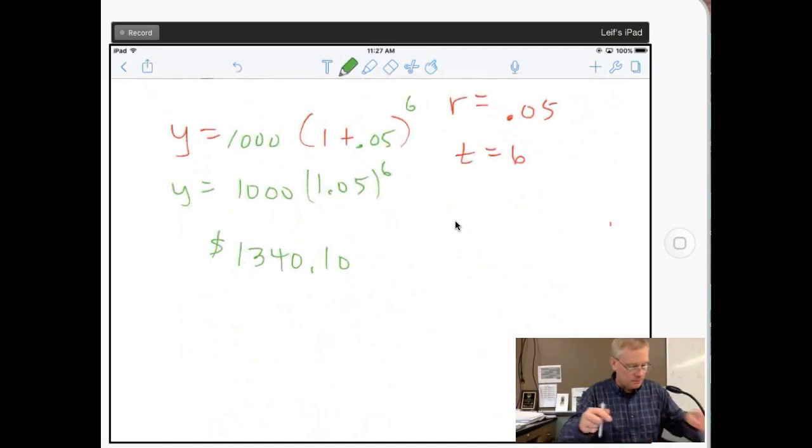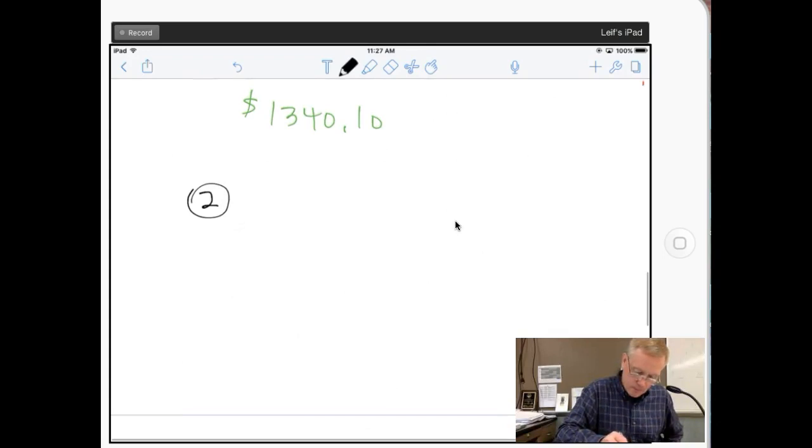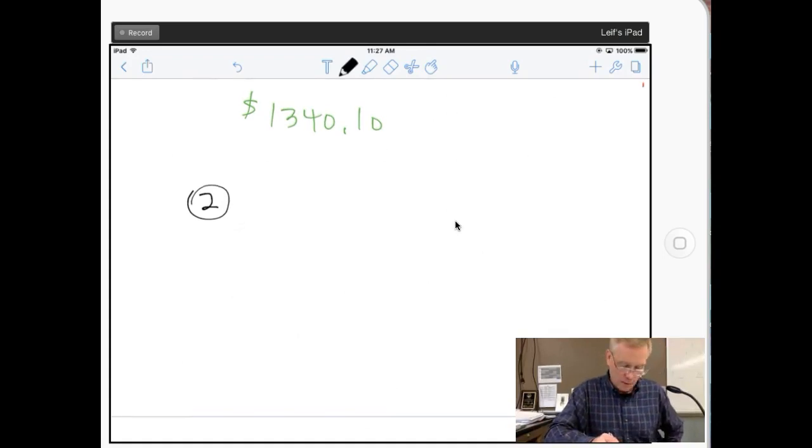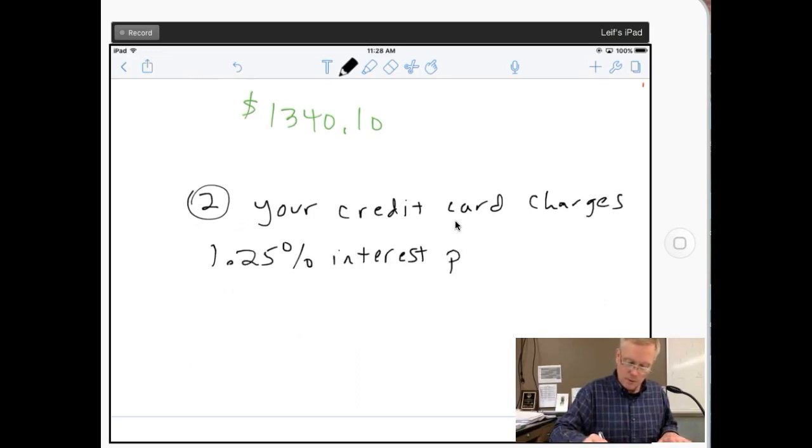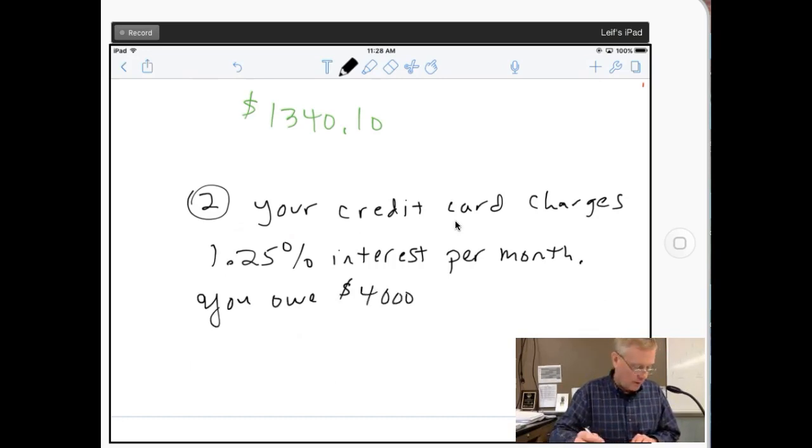Number 2. Your credit card charges 1.25% interest per month. Boy, is that a low interest rate for a credit card. You owe $4,000. How much will you owe after one year?